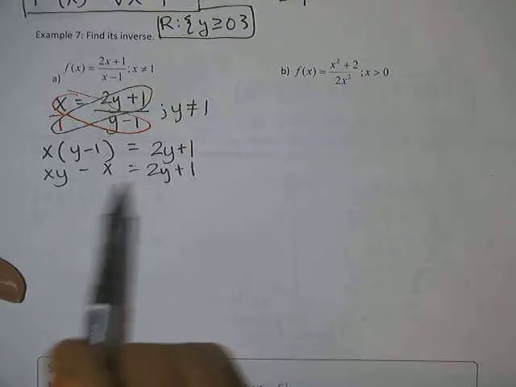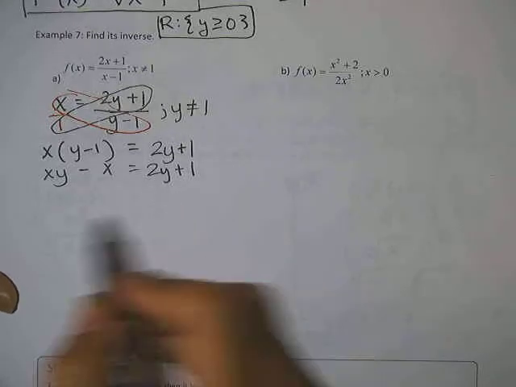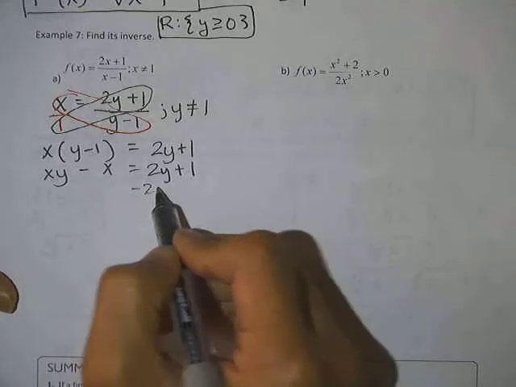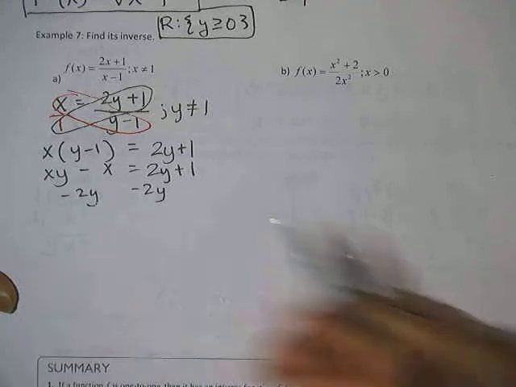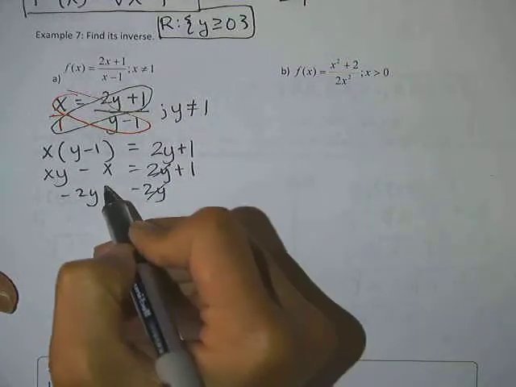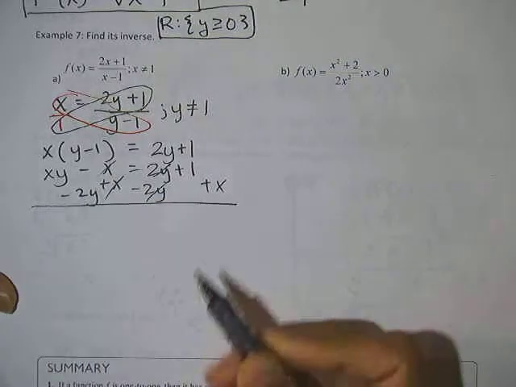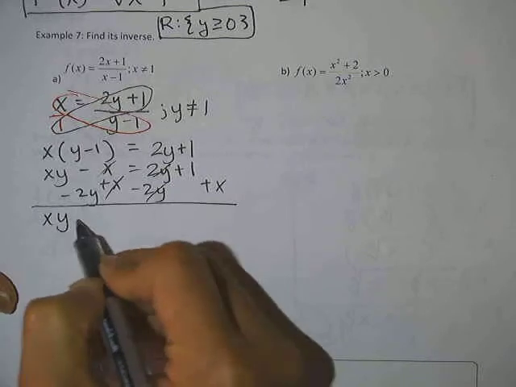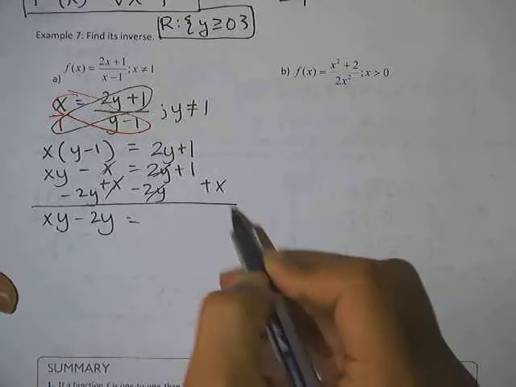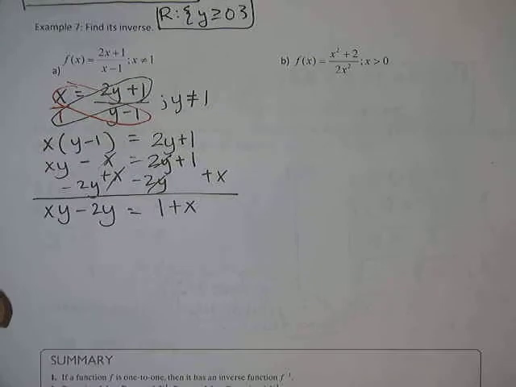Your goal is to solve for y, and currently you've got y in two different places. So what you might want to do is move it to one side. I'm going to move it to this side. At the same time, I'm going to move the non-y to the opposite side, so plus x. So currently I have x times y minus 2 times y equal to 1 plus x, or x plus 1, depending on how you want to write that.